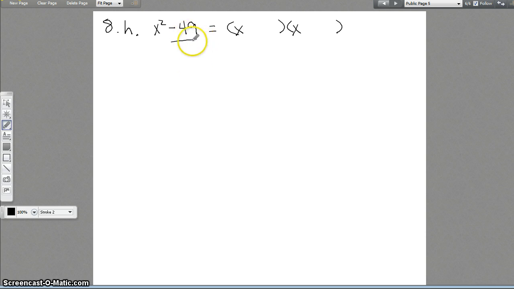Well, first let's just look at the number 49. To get 49 by multiplying two numbers, we have to do 1 times 49 or 7 times 7. Those are the only possible ways to get 49. Now, there is no middle term over here. We just have x squared and negative 49. So that means our middle term has to be something that cancels out. Well, to get this negative 49, we know we have to have one positive number and one negative number.